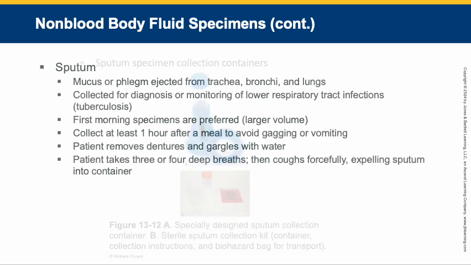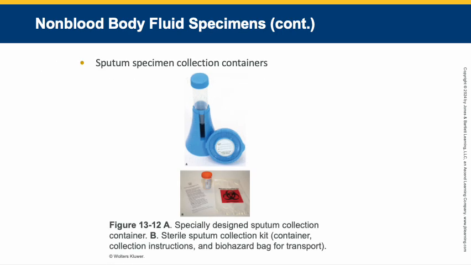And this next slide shows you what that specimen collection container can look like. A is a picture, the one at the top, of the specimen collection container. B is a sterile collection kit. So it also has the biohazard bag on it.